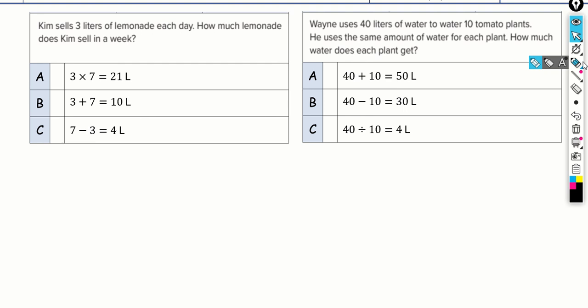Now the next question you see on the screen, try yourself, look at the keywords 40, 10. He uses the same amount of water, same amount, for each plant. How much water does each plant get? Okay, so think for a minute and I'll show you the answer.